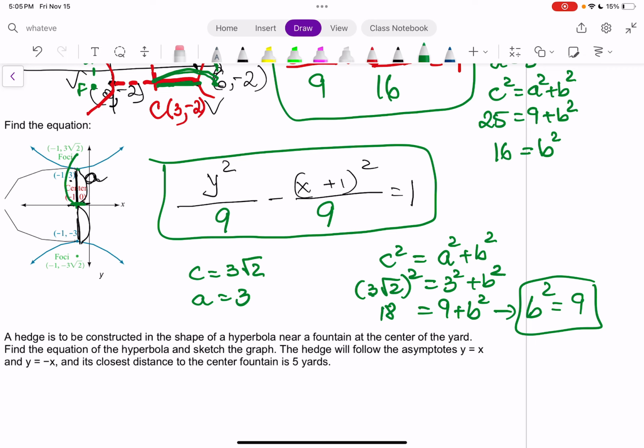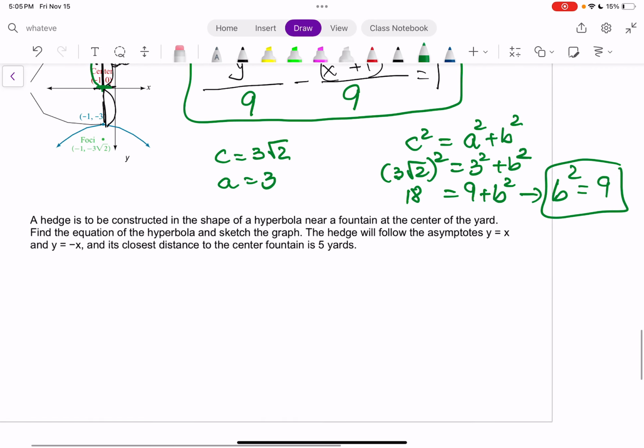All right, now here's the last question, which again will ask us to find the equation of a hyperbola and sketch the graph. And so it says a hedge is to be constructed in the shape of a hyperbola near a fountain at the center of the yard. So find the equation of the hyperbola and sketch the graph.